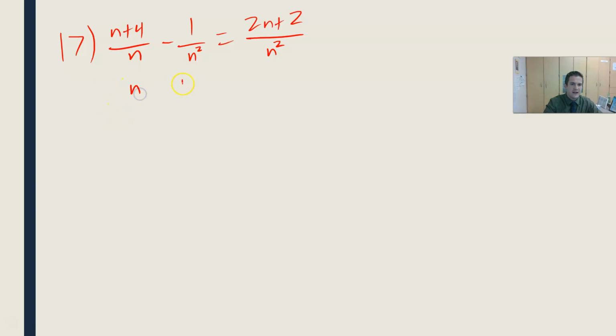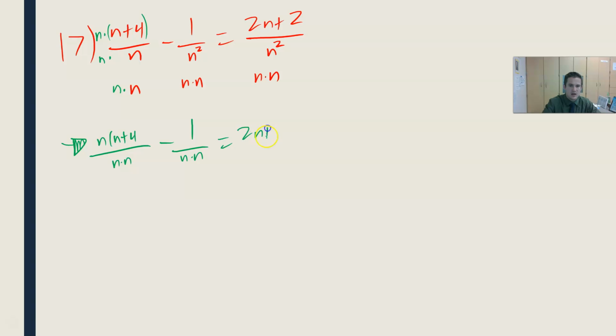So if I write all of the factors that are in the denominators here, I have n squared, n squared. Notice my first fraction is missing an n. I have to multiply by an n on this first fraction on the bottom, so I have a common denominator. If I multiply by n in the bottom, I better multiply by n in the top. So that will leave me with n times n plus 4 all over n times n, minus 1 over n times n, equals 2n plus 2 over n times n.